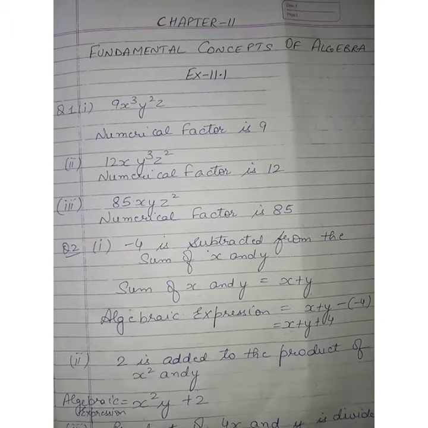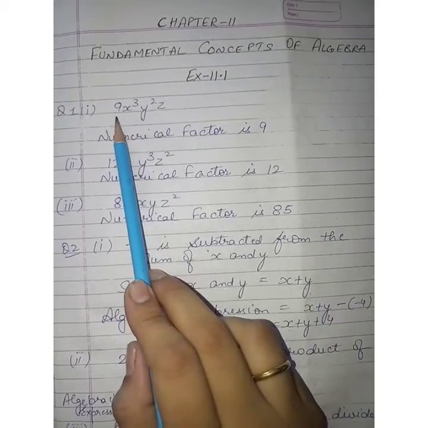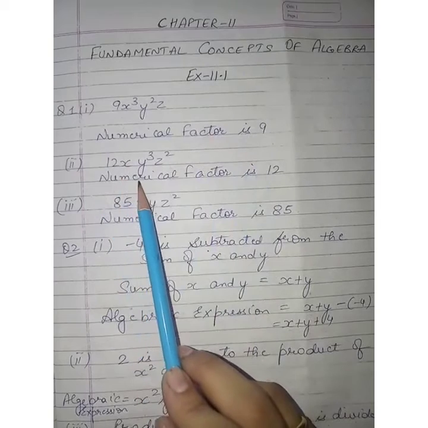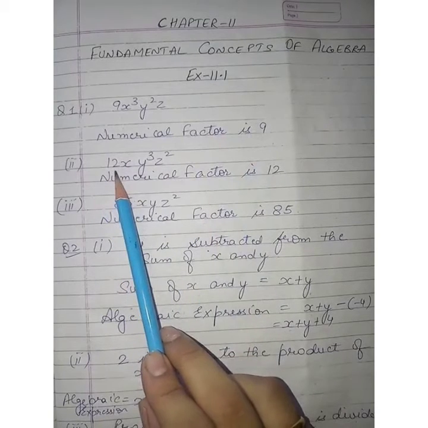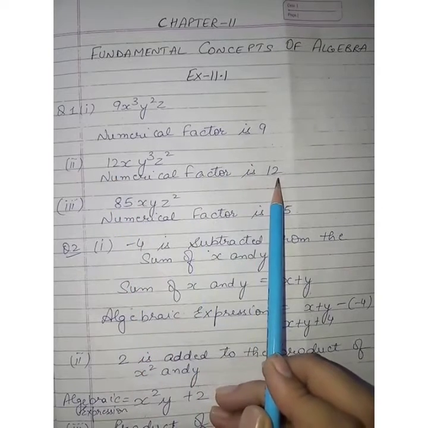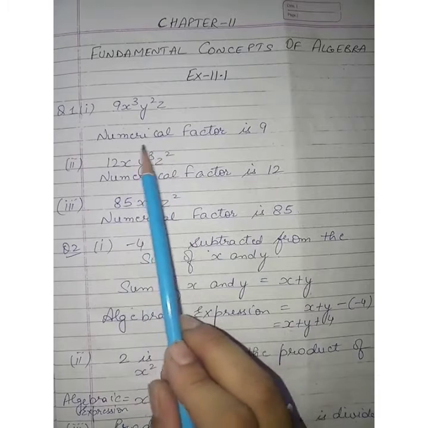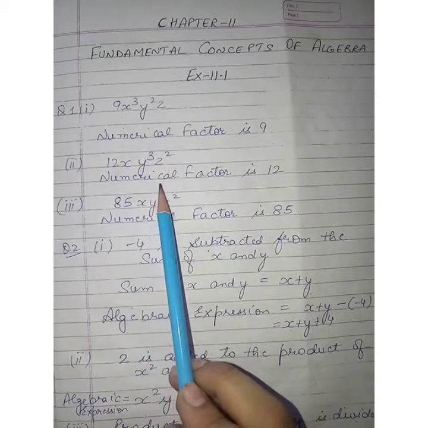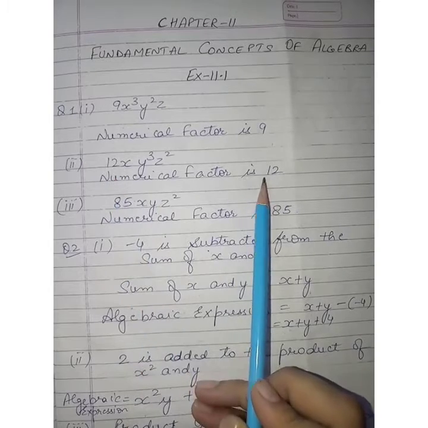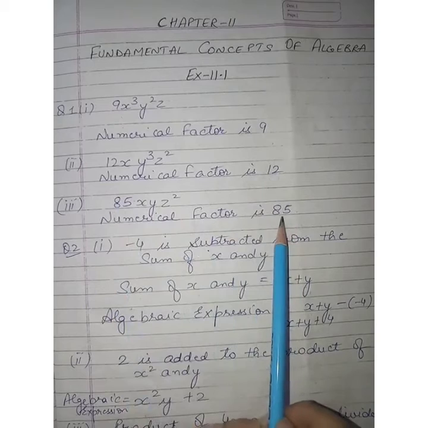For example, in the first question, 9x cube y square z, the constant term is 9, so numerical factor is 9. In second question, numerical factor means you have to consider only constant term, that is 12, so numerical factor is 12. So this x, y cube and z square, these all are your literal factors. Here they are asking only numerical factors, so in this case numerical factor is 12. In C, third part, numerical factor is 85.